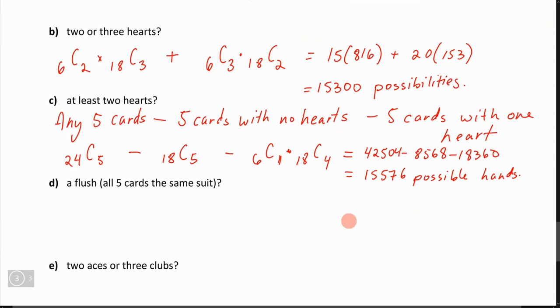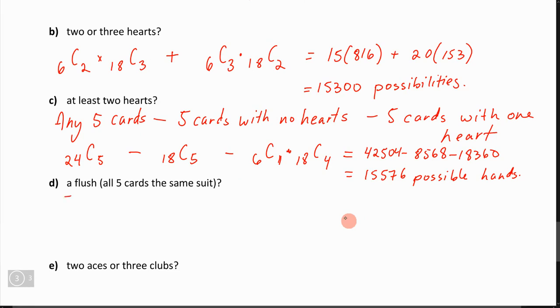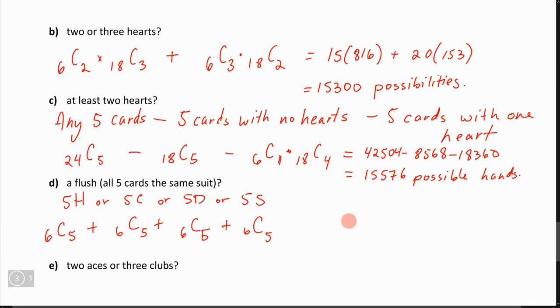Okay, what about a flush? So all 5 cards being the same suit, that's what we call a flush. So we can either have 5 hearts, or 5 clubs, or 5 diamonds, or 5 spades. Remember, for our problems, we're going to be adding these combinations. So 6 choose 5 for hearts, plus 6 choose 5 for clubs, plus 6 choose 5 for diamonds, plus 6 choose 5 for spades. Okay, add up all these combinations.